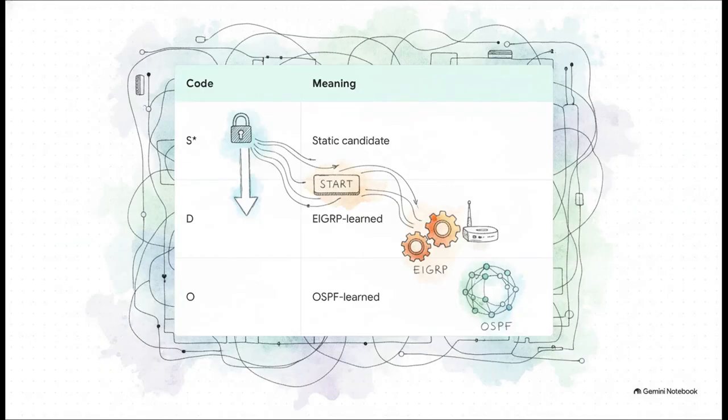Now, when you run that show ip route command on the job, you're usually hit with a giant wall of text, right? The source material breaks down the absolute essentials for us. An S with an asterisk next to it means a static candidate default route. A D stands for a route learned via EIGRP. That's the Enhanced Interior Gateway Routing Protocol. And an O indicates a route learned through OSPF, the Open Shortest Path First Protocol.